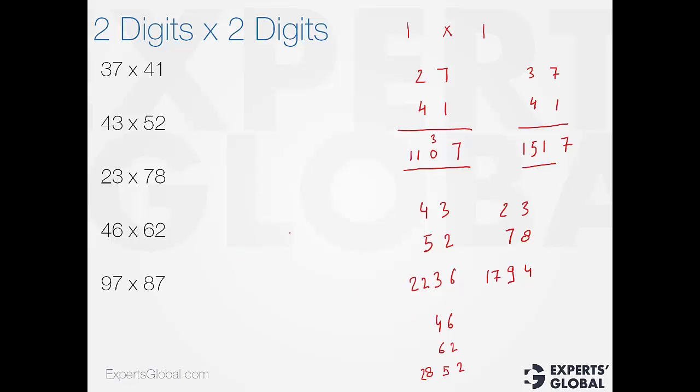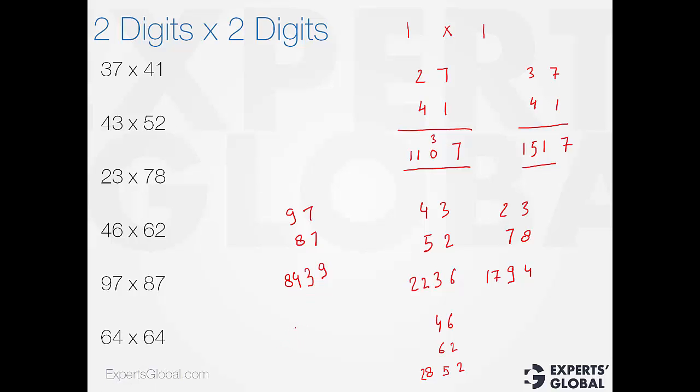97 into 87. So 7 7s are 49. 9 you have 4 carry. 63 plus 56, that's 129. Rather, I'm sorry, it's 119. 119 and 4 carry makes it 123. So 3 comes here and you have 12 carry. 9 8s are 72. 72 plus 12 carry makes it 84. So the answer is 8439.